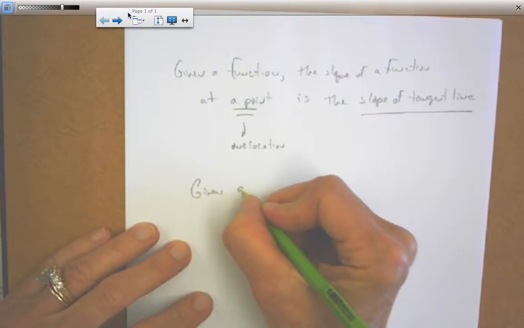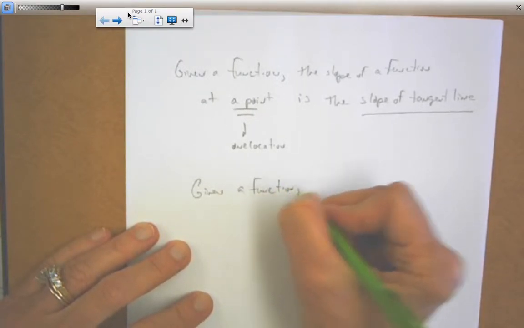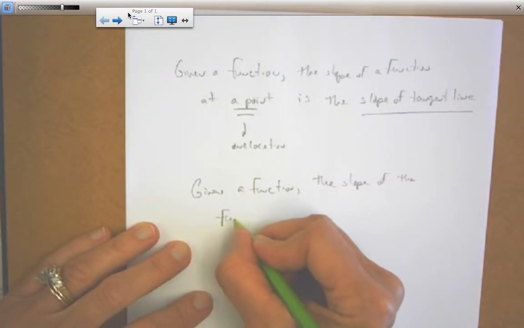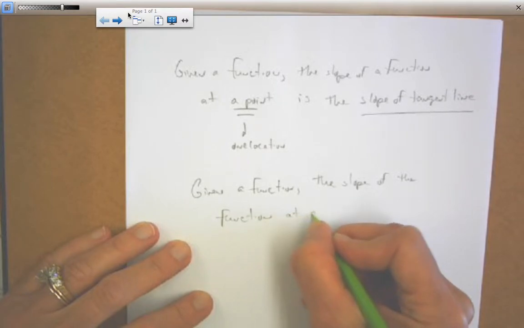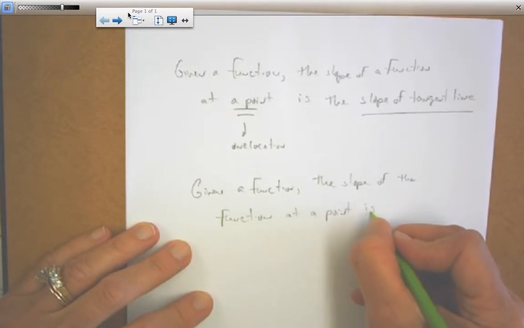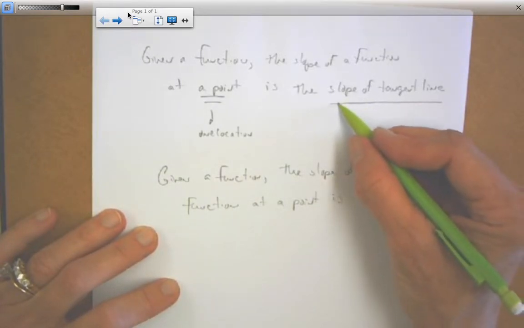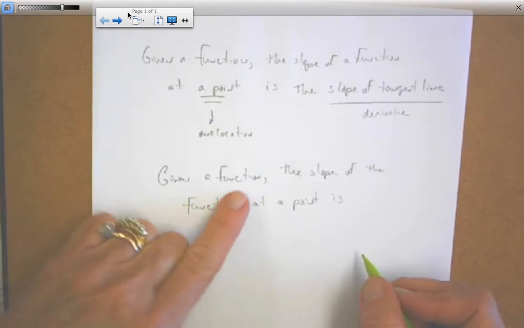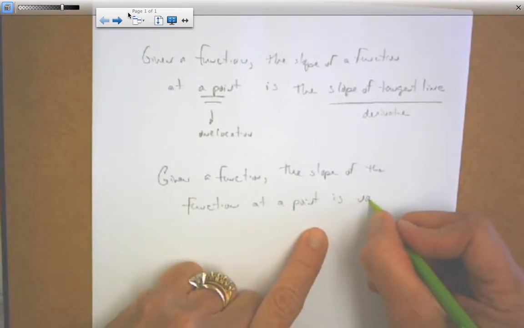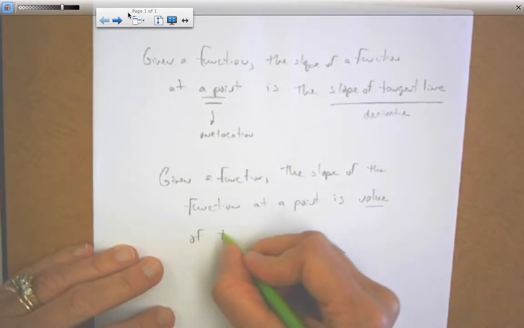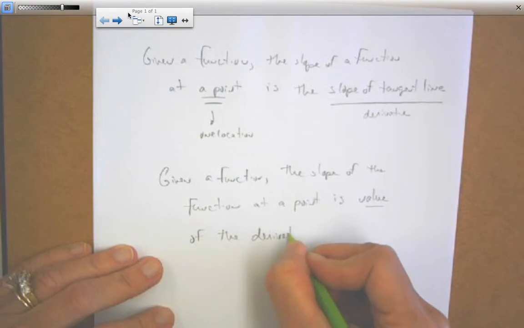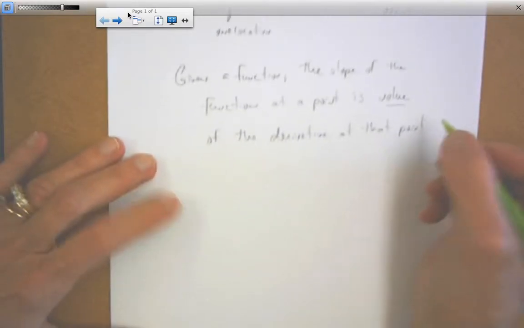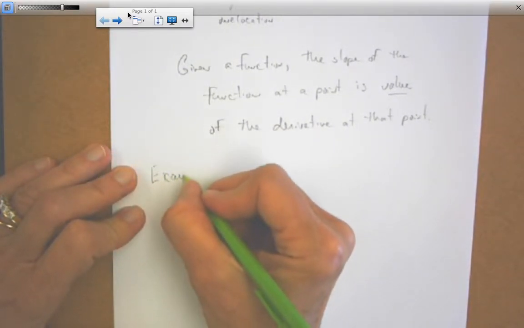So given a function, the slope of the function at a point is, and we know another word for slope of tangent line is the word derivative. So given a function, the slope of the function at a point is the value of the derivative at that point. So let's look at an example.